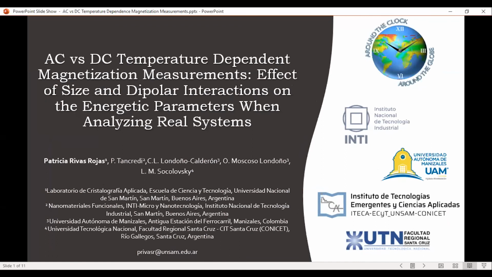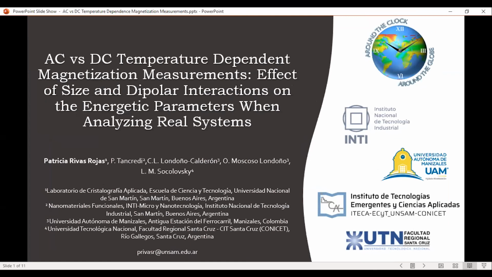Okay, now our next speaker is Patricia Rivas Rojas from Universidad Nacional de San Martín, from Argentina too. And she will talk to us about AC versus DC temperature dependent magnetization measurement. So you can go ahead, Patricia.